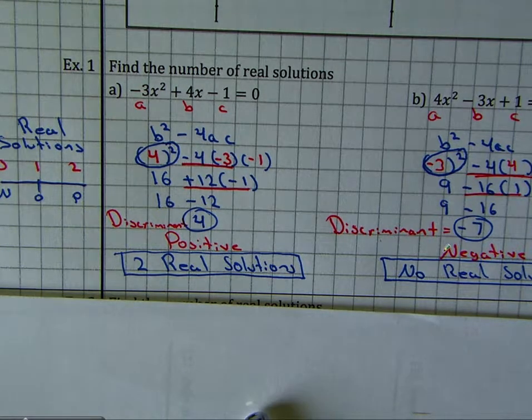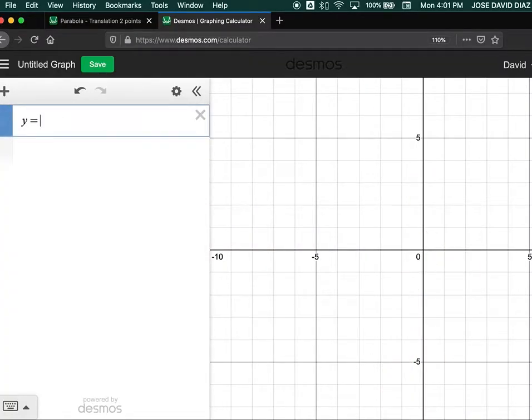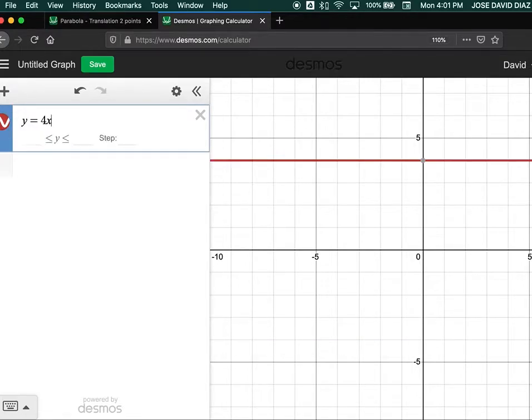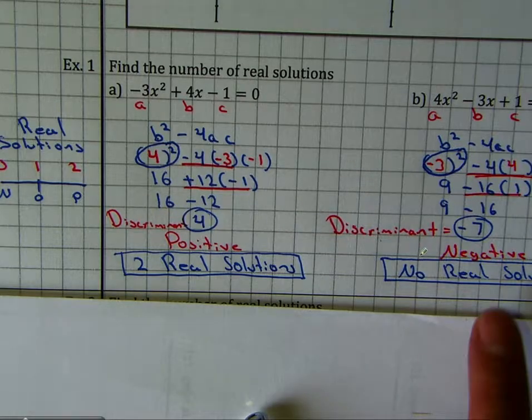Now, if I do graph it, let's go through the graph. You can use decimals. You can also use decimals on your cell phone, just like I've done before. And notice that it doesn't cross the x-axis anywhere. And that is confirmed by our solution.